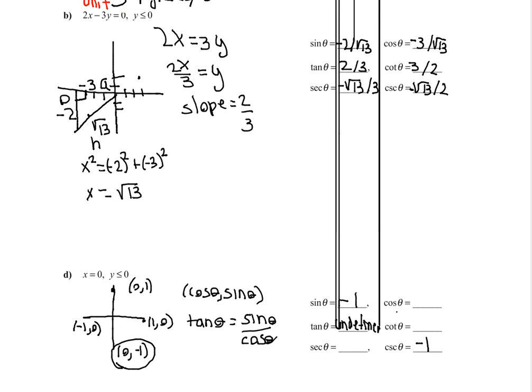And then cos is 0, and the inverse of cos is also undefined. And cot would be cos over sine, so that's 0. I don't really know how those lines got there. I apologize.